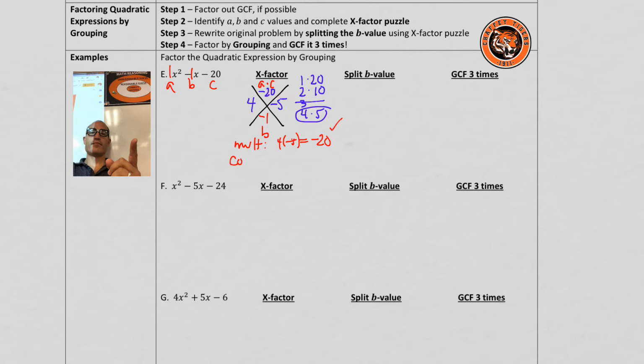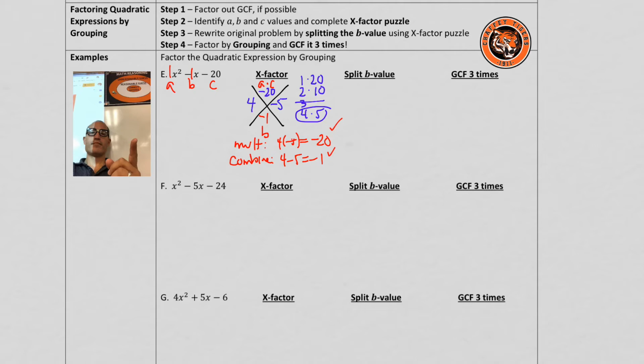Next, if I combine 4 minus 5, is that negative 1 like I have here? I get that also, so good. So in this case, I've satisfied my x puzzle.